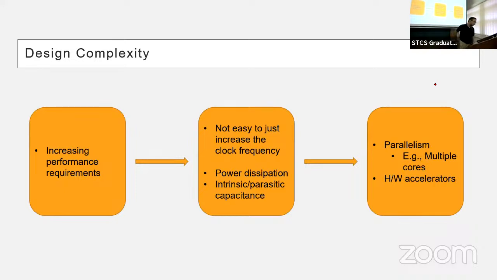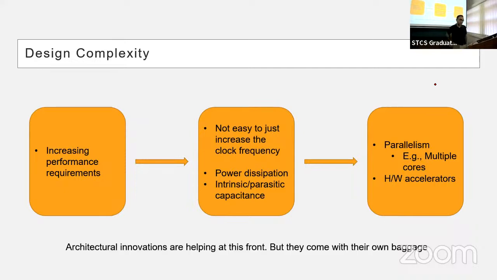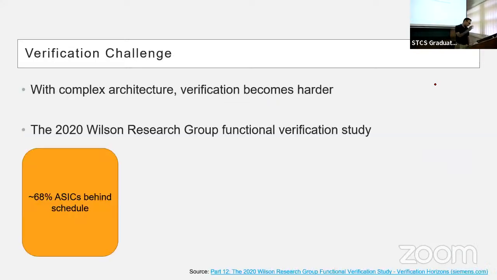So to tackle this increasing performance requirement, people have been using architecture innovations, but it comes with its own price. As soon as the architecture becomes more and more complex, the verification of it becomes harder and harder. Earlier in hardware you had to check that it's adding correctly, but now you have to check that it's implementing AES correctly.